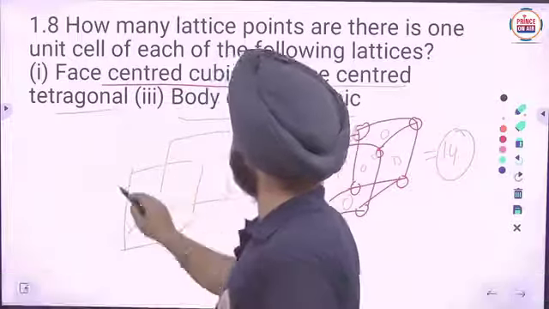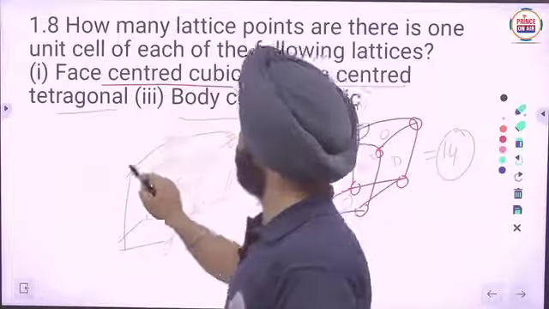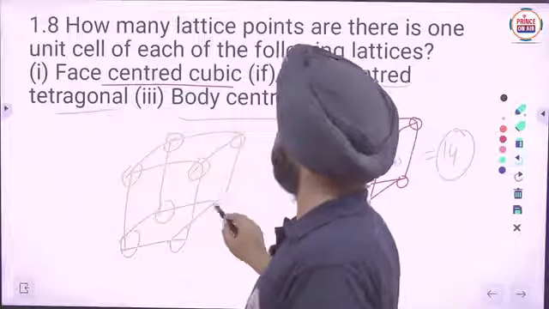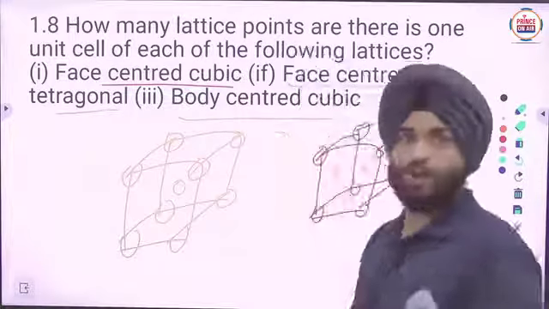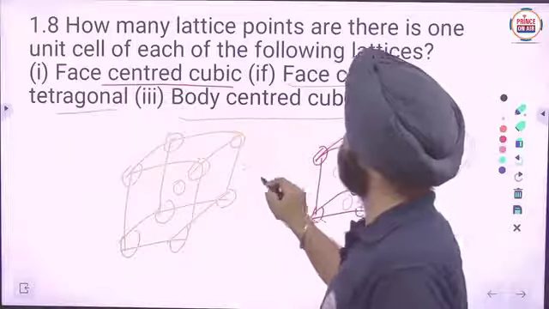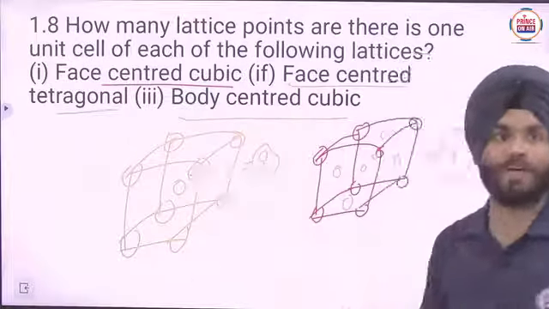particles are present at corners and also at the center of the body, so it will be 9. Okay, 8 corners and 1 at the center.